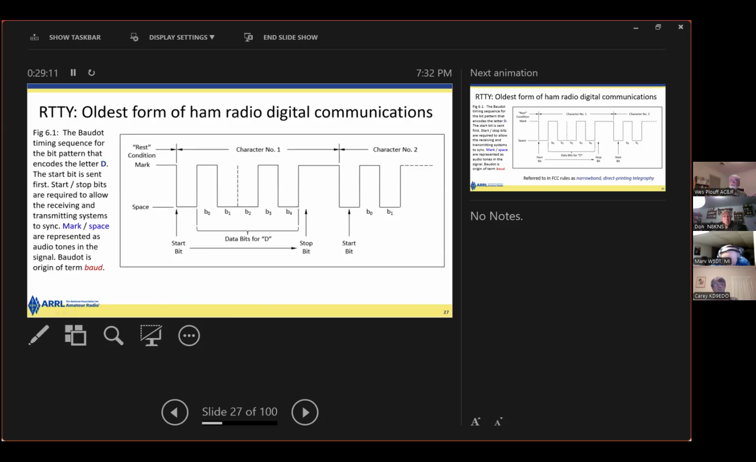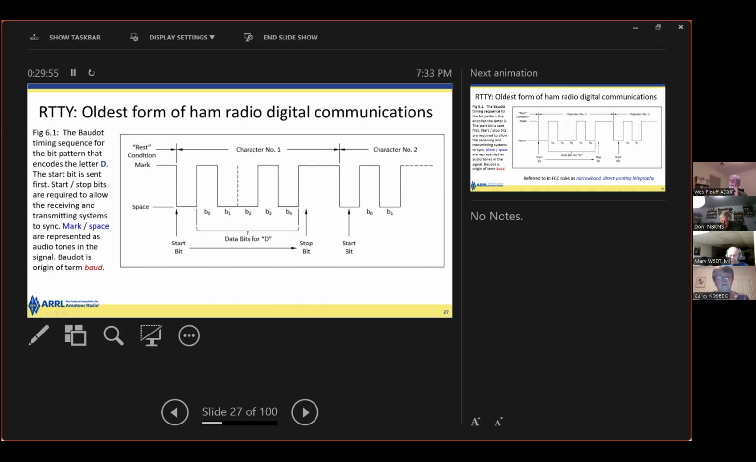So radio teletype is the oldest form, and you can see the waveform here. This is voltage versus time. So voltage is the vertical axis, and time is the horizontal axis. One character is represented between the start of the start bit and the end of the stop bit. The start bit is always a space, there are 5 data bits and then 1 or 2 stop bits. The stop bits are always a mark.